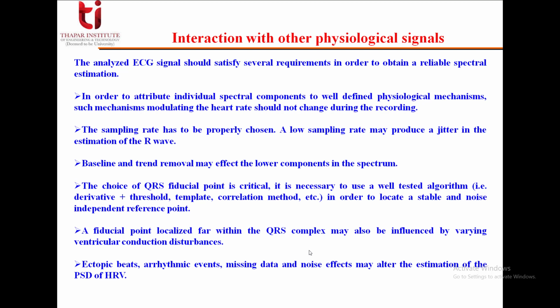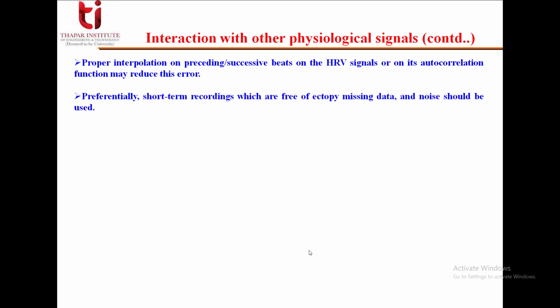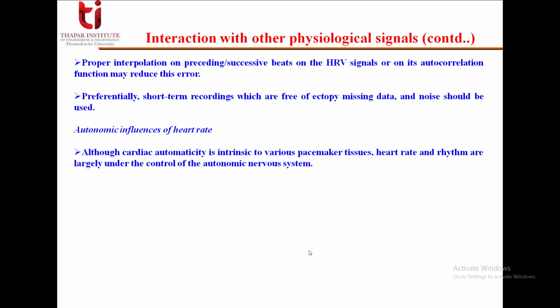Ectopic beats, arrhythmic events, missing data, and noise effects may alter the estimation of the power spectral density of heart rate variability. Therefore, the proper interpolation on preceding or successive beats on the heart rate variability signals or on its autocorrelation function may reduce this error. Preferentially, short-term recordings which are free of ectopy, missing data, and noise should be used. We'll see what the autonomic influences on heart rate are.